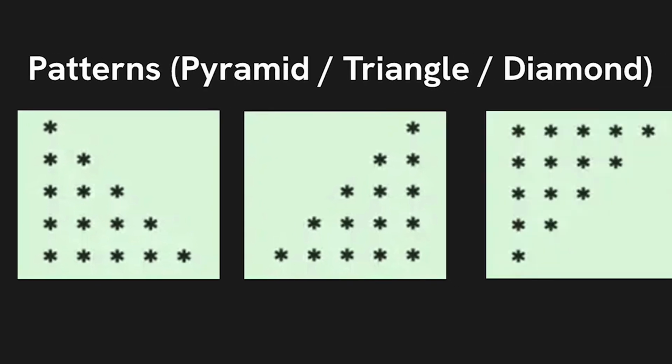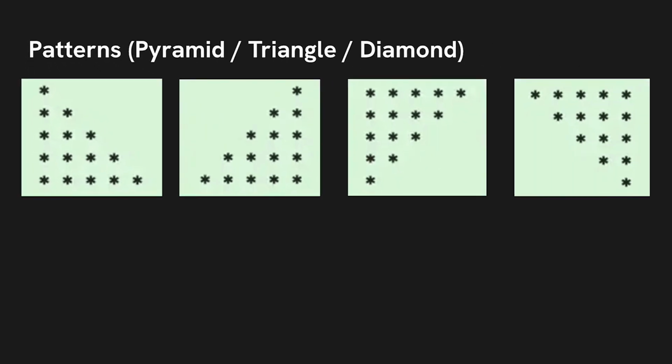Now this is the opposite of the first or second pattern. It means at the first line we will print the maximum number of stars and then we will decrease it line by line. This will be the opposite of the third pyramid pattern. In this way we can use stars to print different types of pyramids.